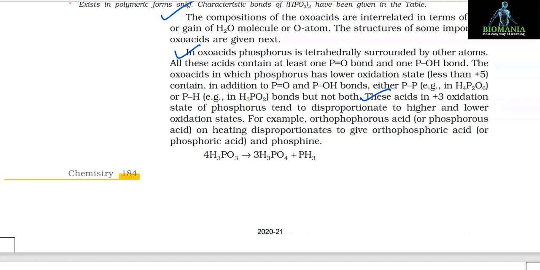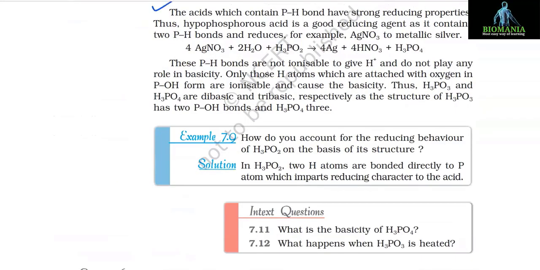These acids in +3 oxidation state, for example orthophosphorous acid or phosphorous acid, on heating disproportionate to give orthophosphoric acid or phosphoric acid and phosphine. The reaction is 4H3PO3 gives 3H3PO4 + PH3. The acids which contain P-H bond have strong reducing properties. Thus, hypophosphorous acid is a good reducing agent as it contains two P-H bonds and reduces, for example, AgNO3 to metallic silver. 4AgNO3 + 2H2O + H3PO2 gives 4Ag + 4HNO3 + H3PO4.